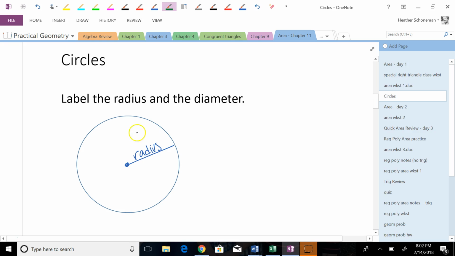Okay, and it's halfway across the circle. The diameter, on the other hand, goes all the way across the circle. It starts and stops on the circle, but it goes through the middle. So this is the diameter. Okay. And as you can maybe see, the diameter is a combination of one radius and a second radius. So the two radii together create the diameter.